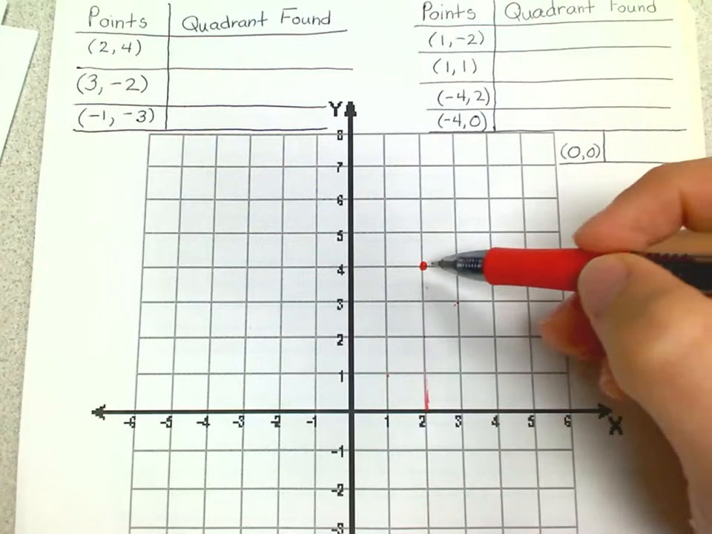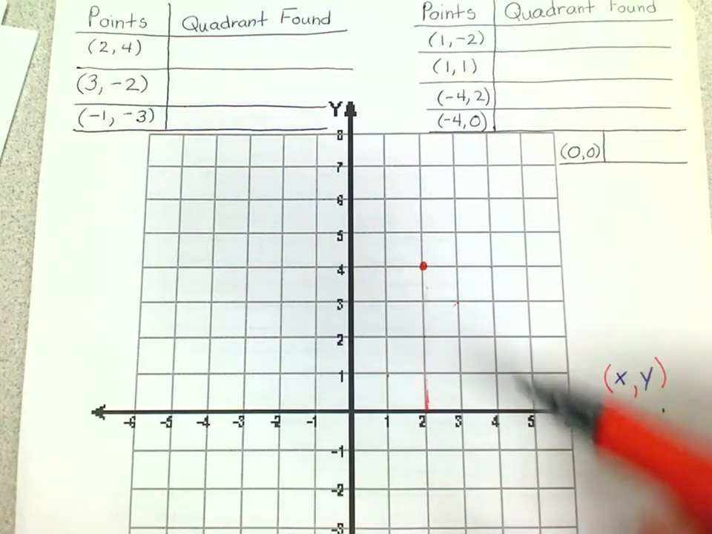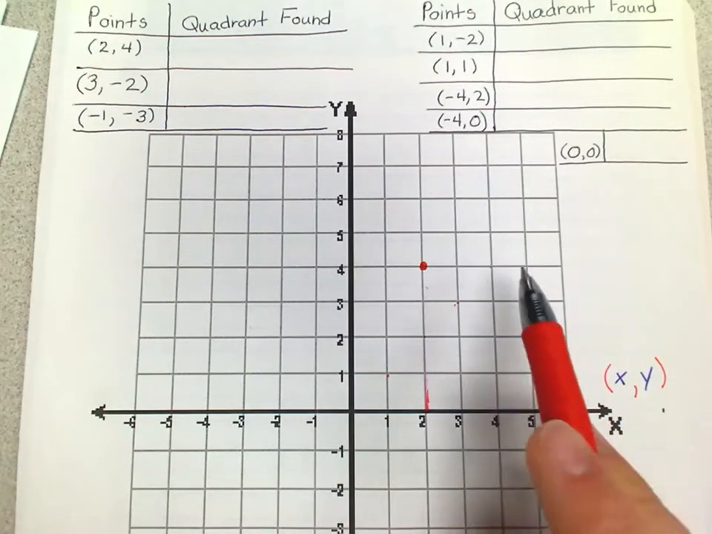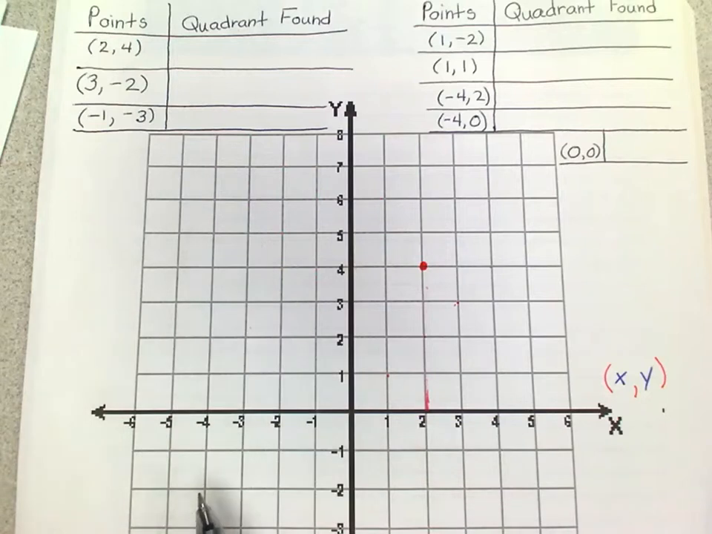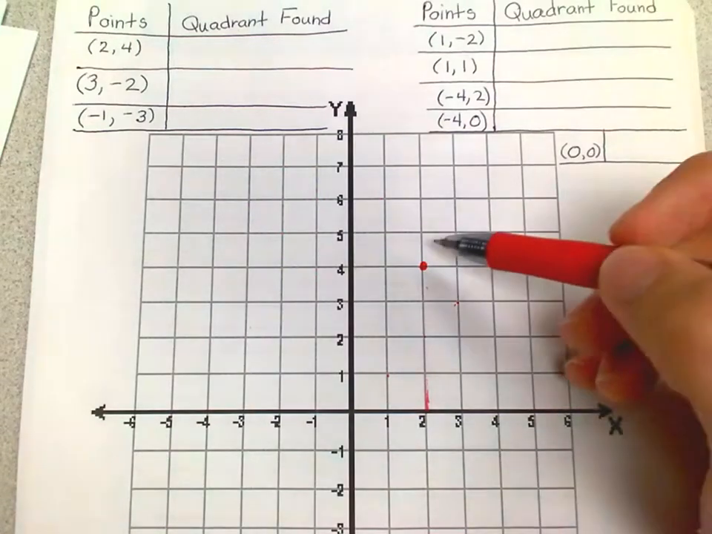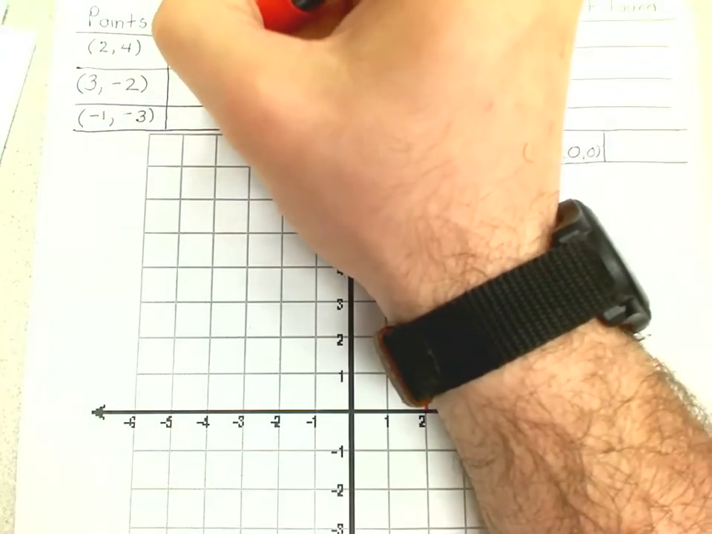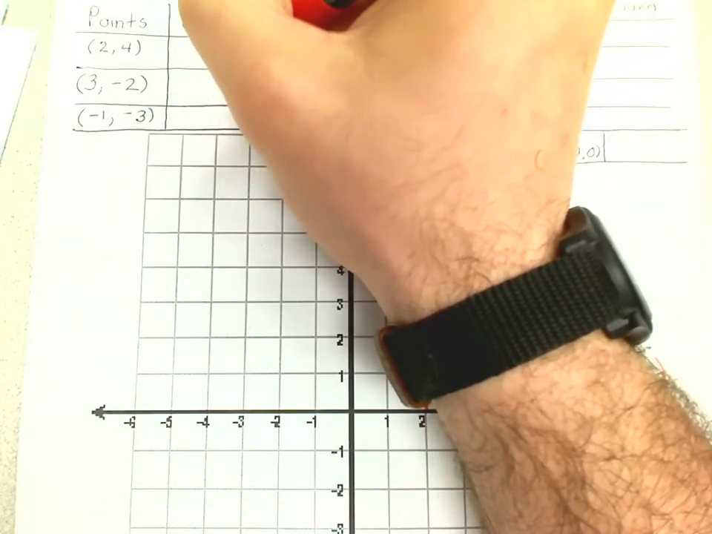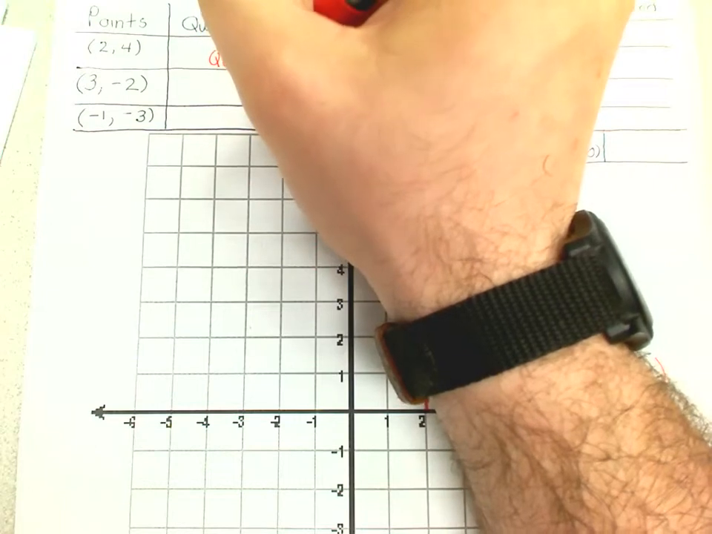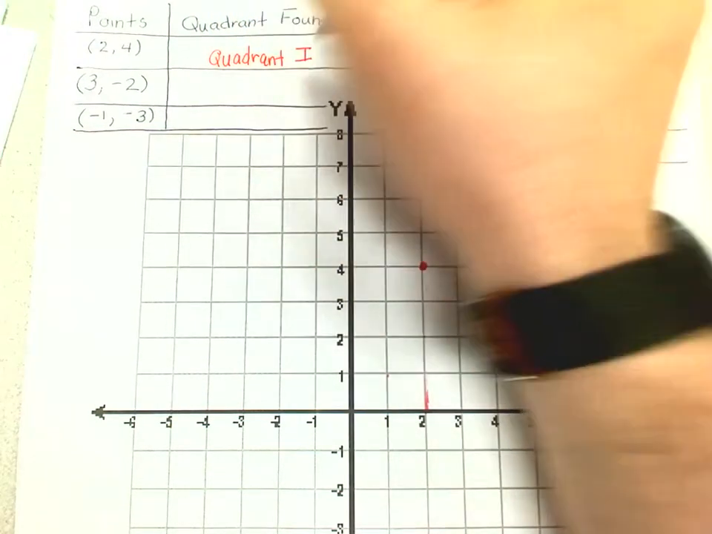Okay, and if we look, what quadrant is that in? Well, if we refer back to our note, quadrant 1, quadrant 2, quadrant 3, and quadrant 4. Refer back, this red dot is in quadrant 1. So up here we'll write quadrant 1.